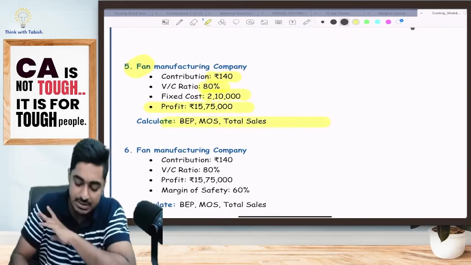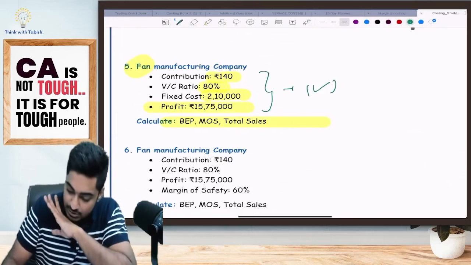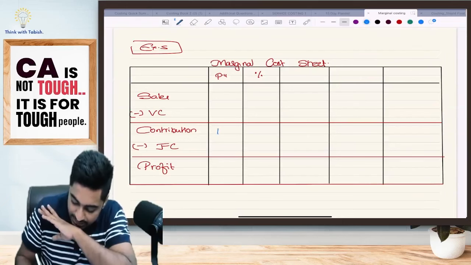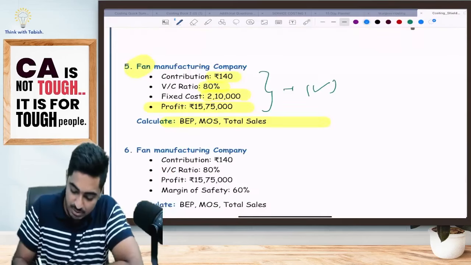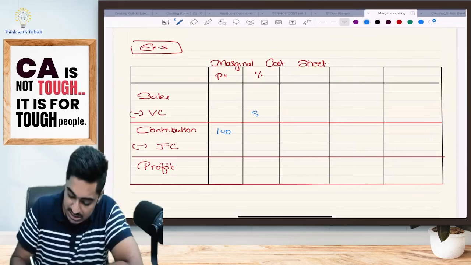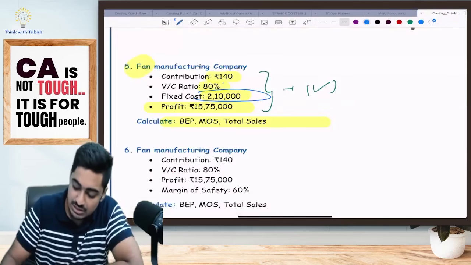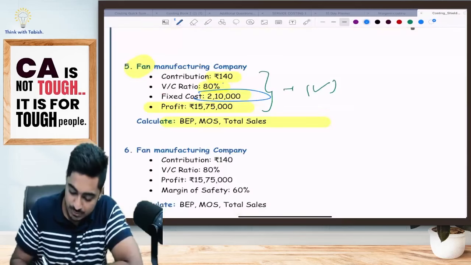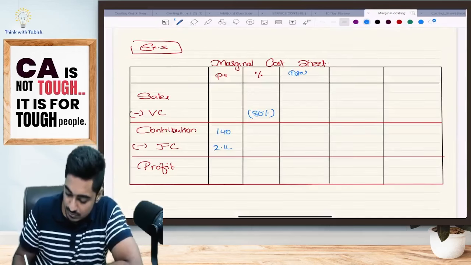Okay, boss, will calculate. But step one should always be, I will write down my data. Pay attention, everyone. Contribution is 140. I will use a blue color. Whatever fan I sell, I'm getting 140 contribution. How much is my variable cost? 80%. Nothing else I'm doing. Pay attention. Fixed cost is 2,10,000. And total, how much profit do I want? 15,75,000. Ultimate.